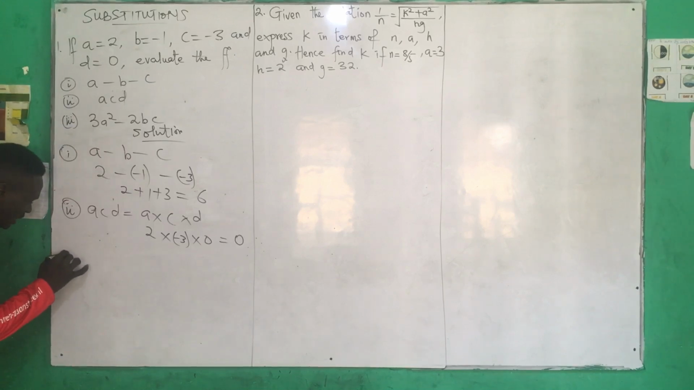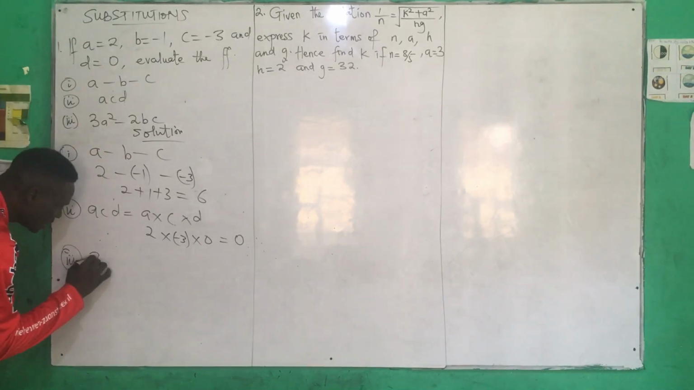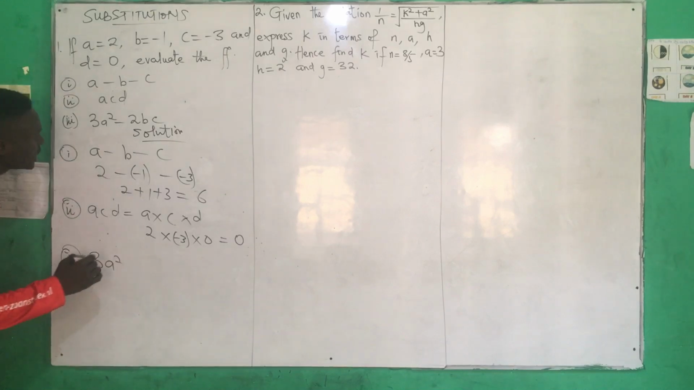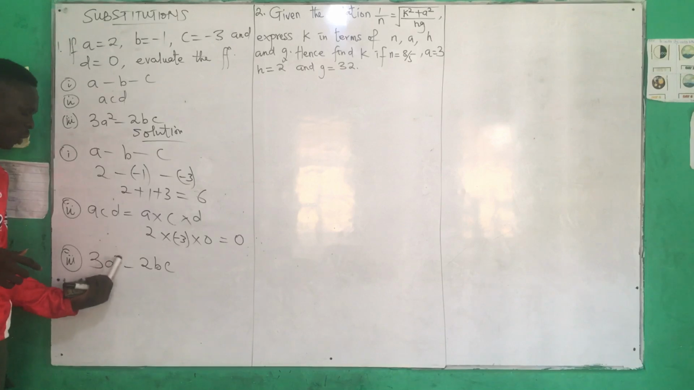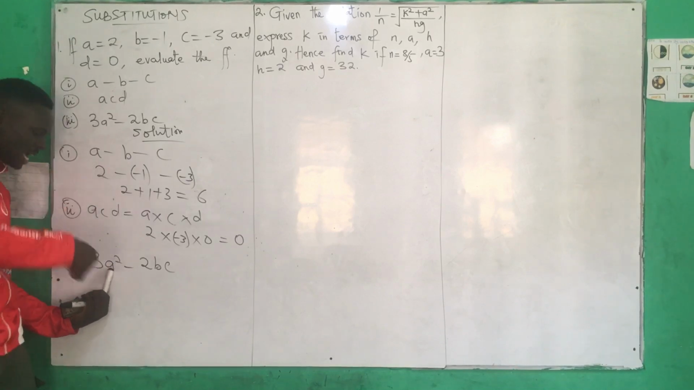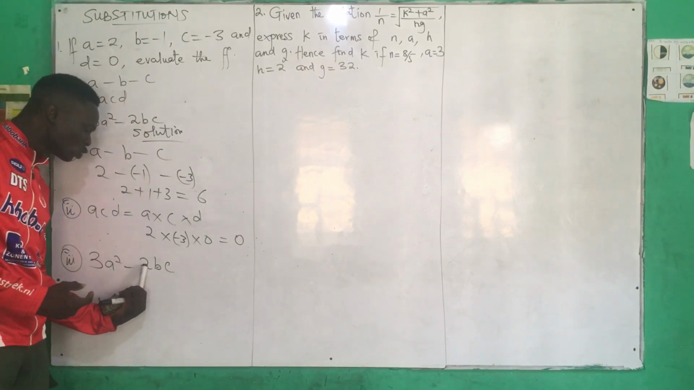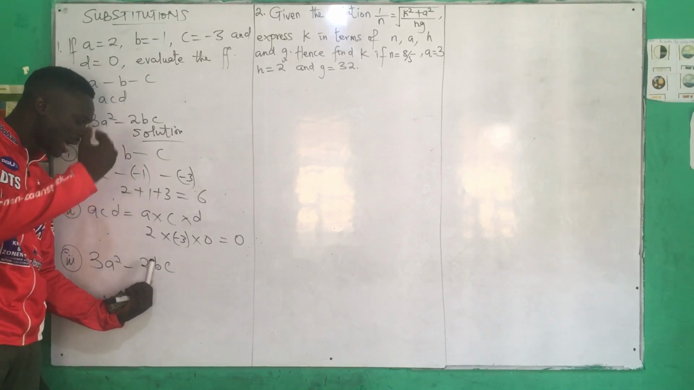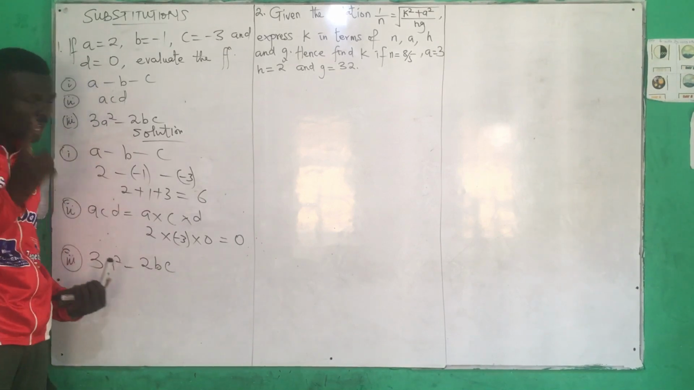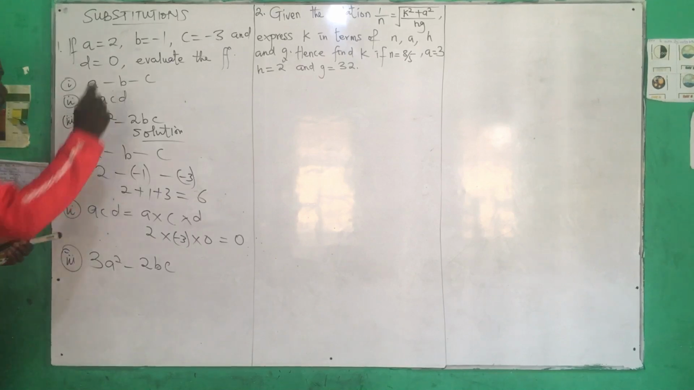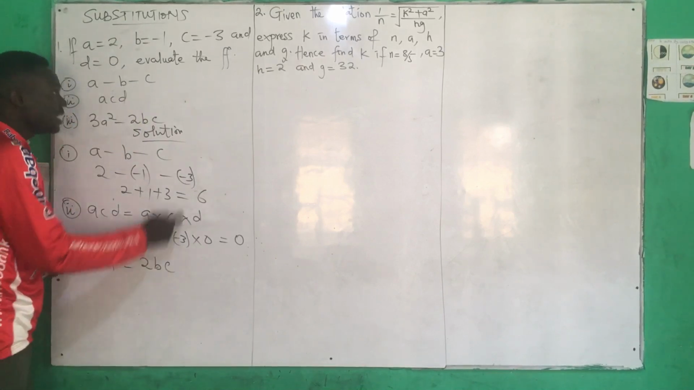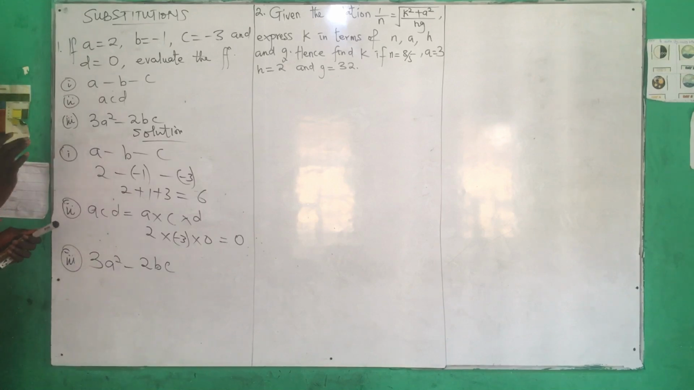Let's look at the last one under the number 1. The third one is 3a squared minus 2bc. So now you know that 3a squared means 3 times a times a. Then minus 2bc, which means 2 times b times c. Very, very important. We should know that as well. Now, from the question, they have given a condition that A is 2, B is negative 1, and C is negative 3. So we have to substitute so that we do the accurate thing.